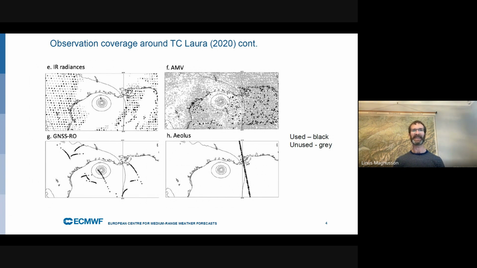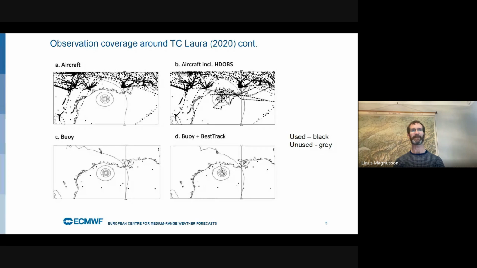And here's another set of observation types, and I think we have discussed it in a previous HFIP meeting. It's quite striking if we look at the atmospheric motion vectors, AMVs, how few we are assimilating in near tropical cyclone. During this period, we also had the Aeolus data available, which is now gone, but here you can see one line of sight a bit on the outskirts of the tropical cyclone Laura. Next.